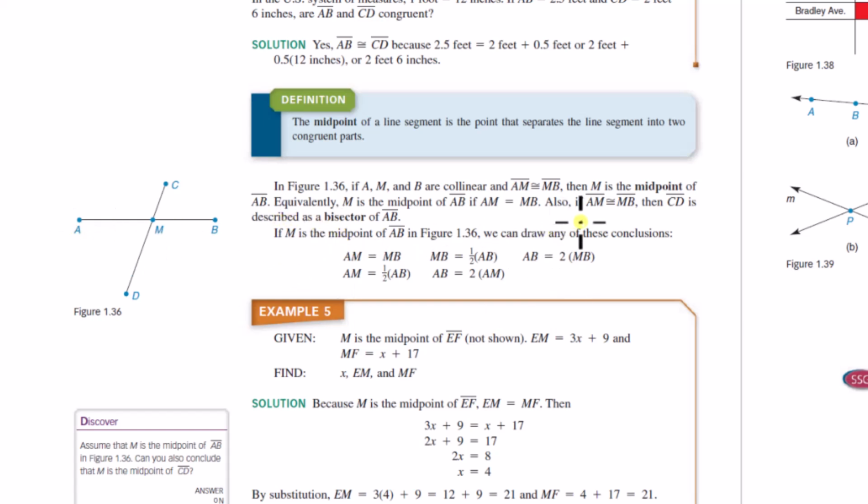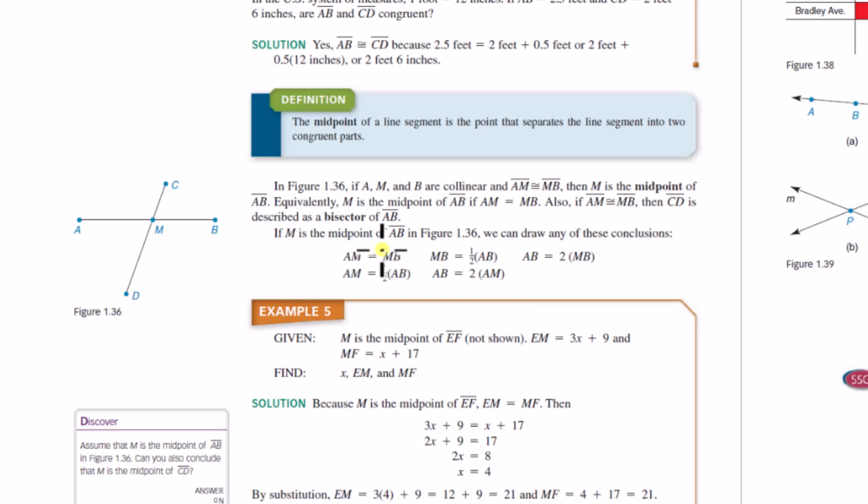Also, if AM is congruent to MB, then CD is described as a bisector of AB. That's just another way of describing this: line segment CD bisects line segment AB. Remember, we can have a bisector of a line, a bisector of an angle. So CD bisects AB, but AB does not bisect CD.